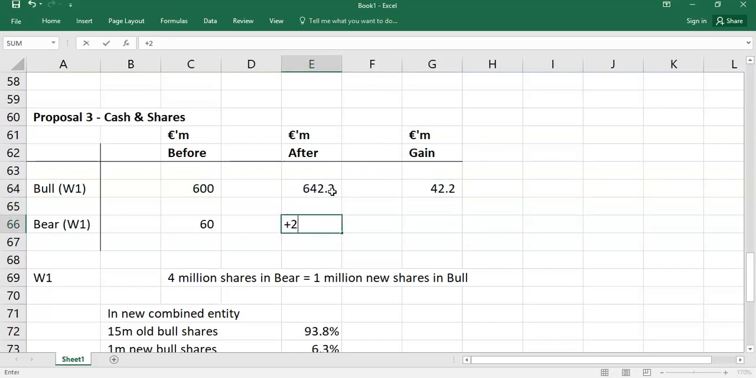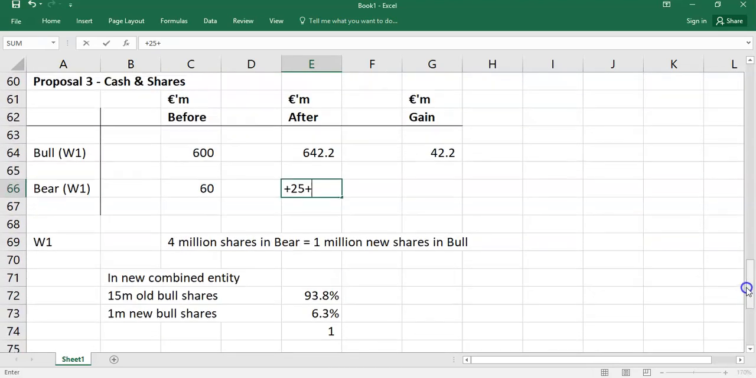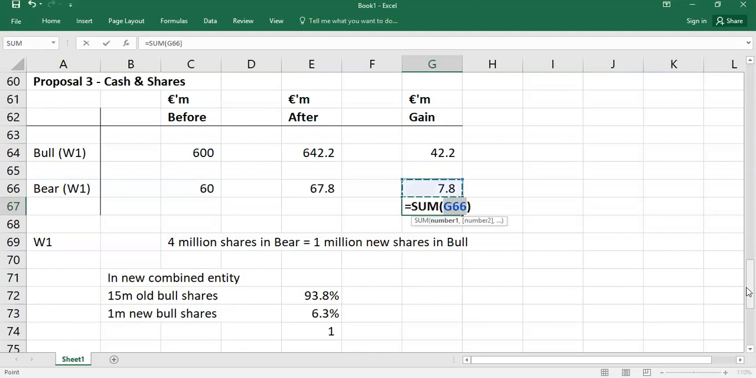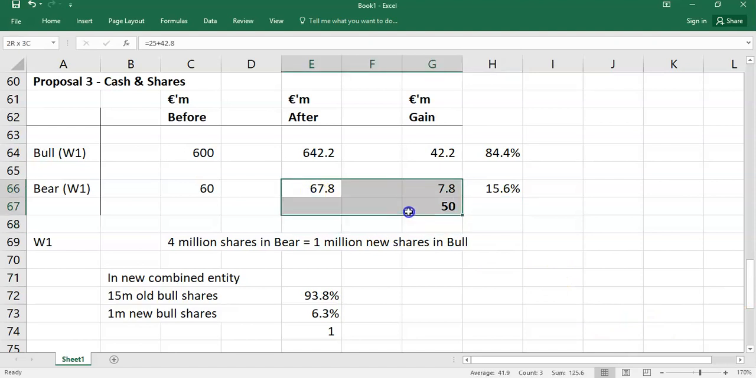Here, be careful, it's 25 million in cash, plus you're going to have shares worth 42.8. So you have to put both of them in, and that means they've made a gain of 7.8. Again, your sense check is the overall gains come to 50, because that's where the value has been created. But we see the big winner here is the Bull shareholders. They're capturing 84% of the gain, whereas here, the Bear shareholders are only capturing 15%. So really the Bear is losing a lot of value here. It doesn't really look to be a runner.